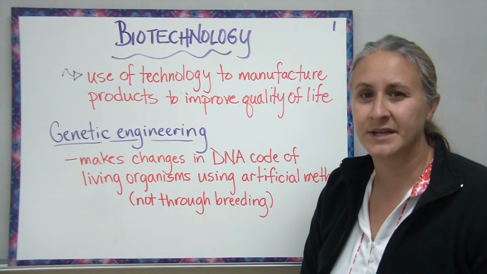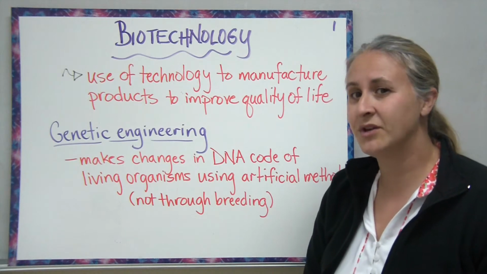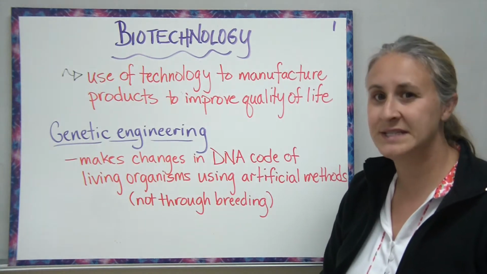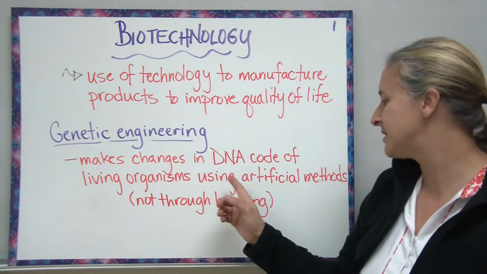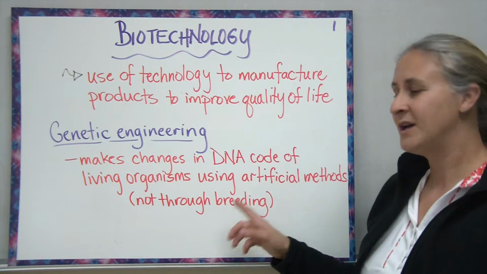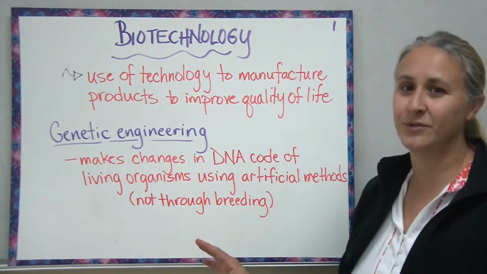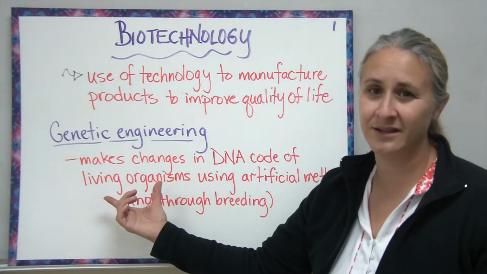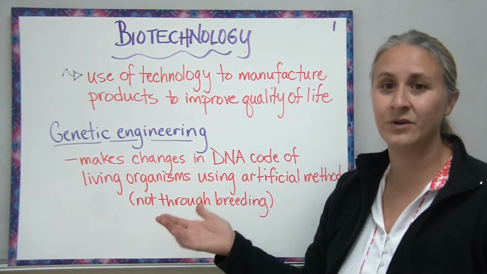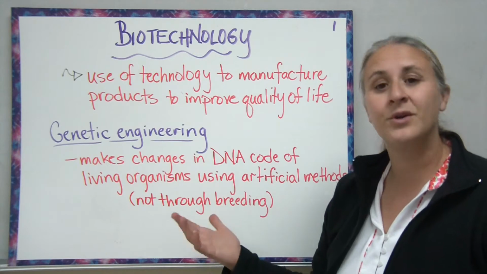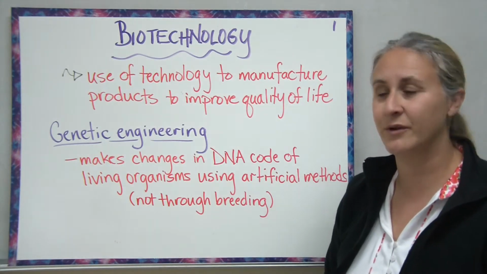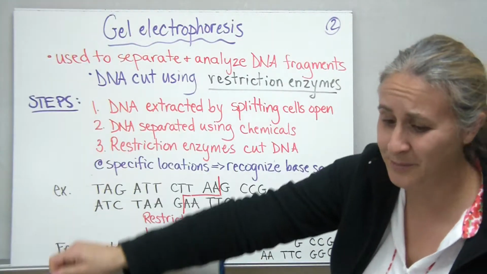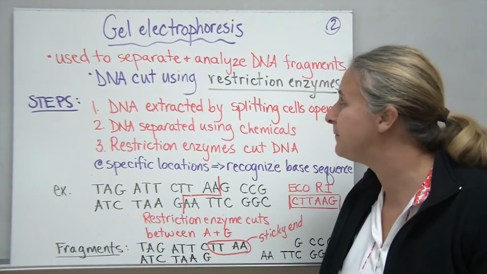One of the things that we'll discuss when we talk about biotechnology is something called genetic engineering. Genetic engineering is when we make changes in the DNA code of living organisms using artificial methods. So in this case, we're talking about not through basic breeding. And in this case, we can change any living organism because we know all living organisms share DNA. We all use DNA for our genetic information. This is going to become very important when we talk about applications of genetic engineering in a minute.